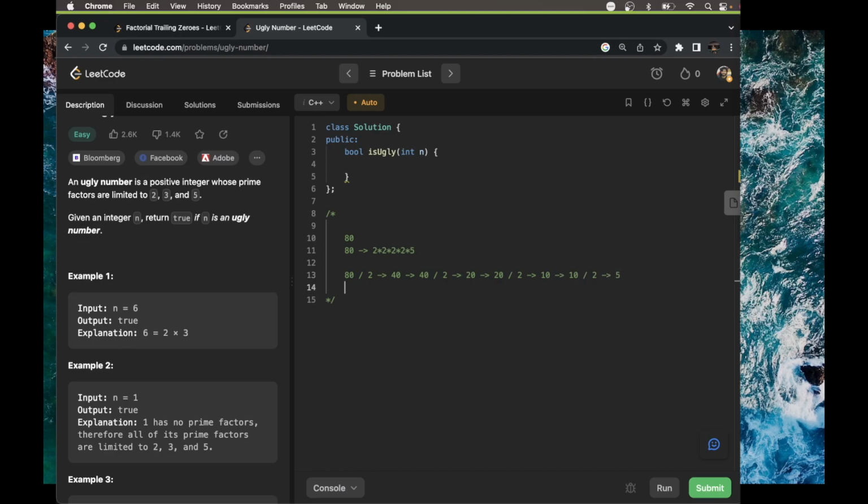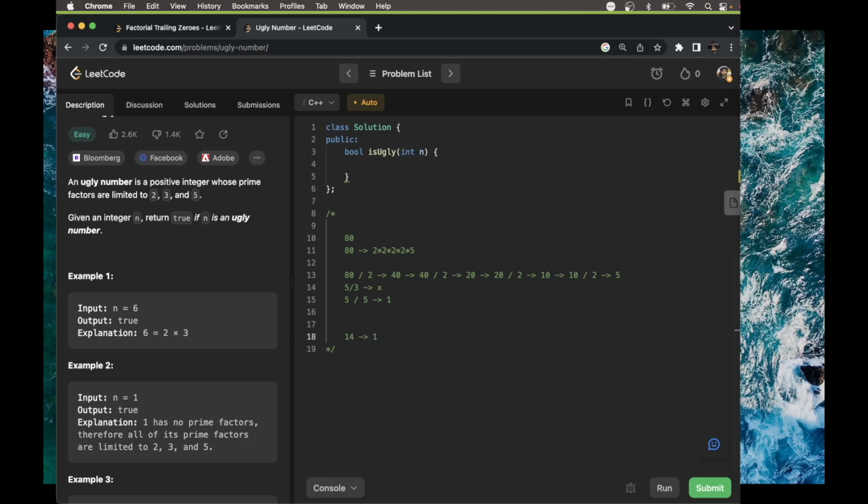So after this, let's try to divide 5 by 3. Can you divide 5 by 3? No, you cannot divide 5 by 3. Now try to divide 5 by 5. Can you divide 5 by 5? Yes. So you get a 1. The moment you reduce your number, by dividing it by the factors 2, 3, and 5, to 1, that's your answer.